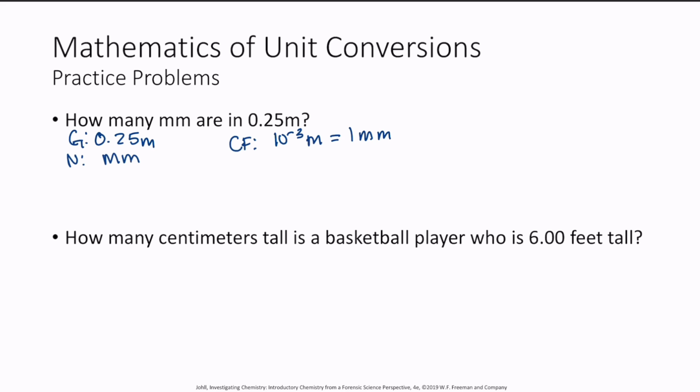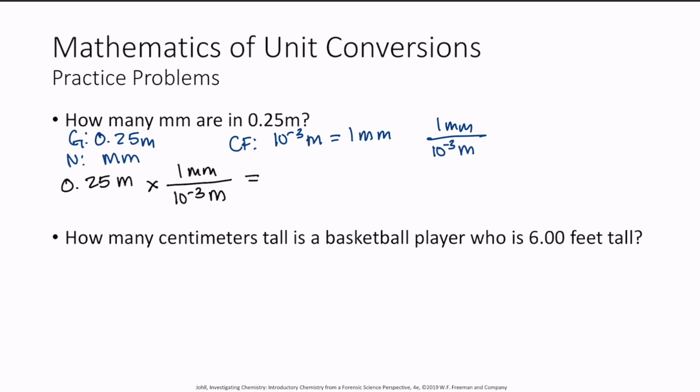So when I start doing this problem, I am going to start with my given, 0.25 meters times. And then I like to just write out my line and then make sure I put meters on the bottom right here. So that tells me I have to have something where meters will be on the bottom. So when I write my conversion factor in, I want meters to be on the bottom. So I can write the number associated with meters, which is 10 to the negative 3, and I'll write 1 millimeter on the top. So now I can fill in my conversion factor and I can solve this.